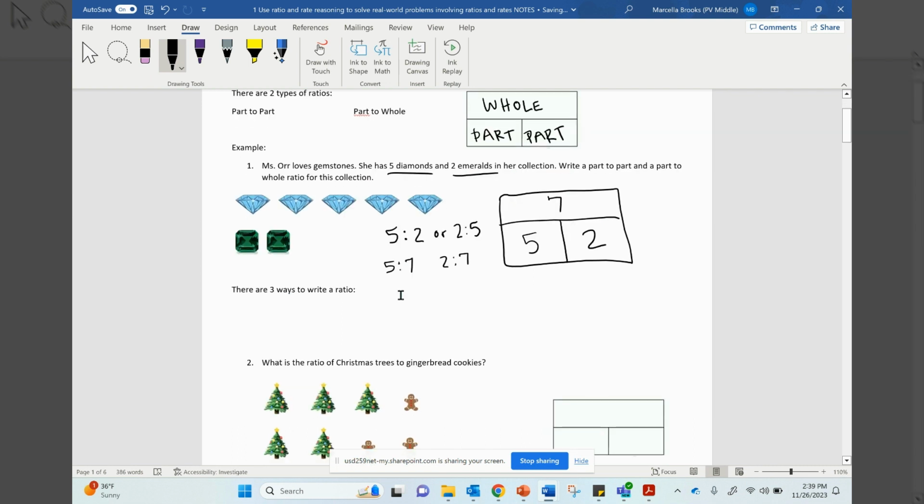So there are 3 ways to write a ratio. So you can write it like this. So actually, before I wrote it like this. So that's the ratio 1 to 2. You can also write it like 1 to 2. Or you can write it like a fraction. So those are the 3 ways you can write a ratio.